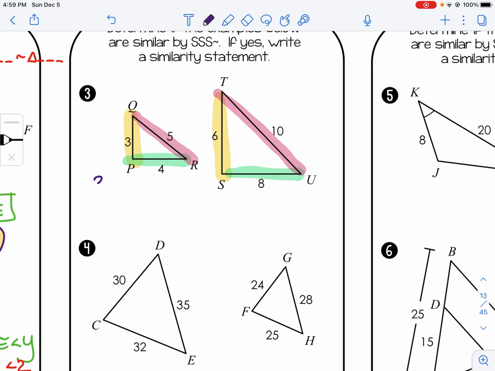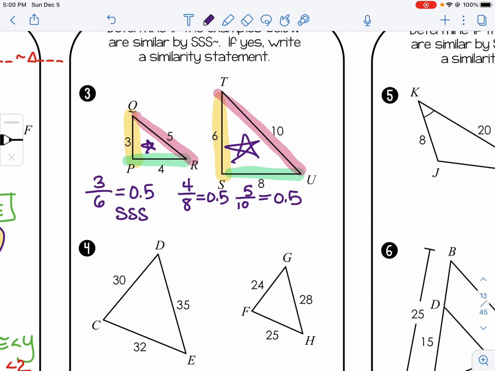Well, I'm going to start with my yellow. 3/6 equals, we're going to figure that out, 4 over 8 equals, and 5 over 10 equals. And if I punch this in my calculator, maybe you see them, these are all the same ratios. We're taking this smaller triangle here and doubling it to get this one. So we can say by SSS similarity, and again I'm going to try to be consistent here, triangle PQR is similar to triangle STU.